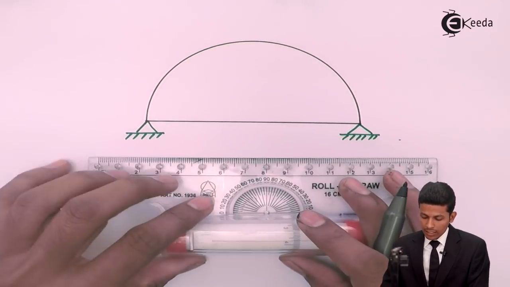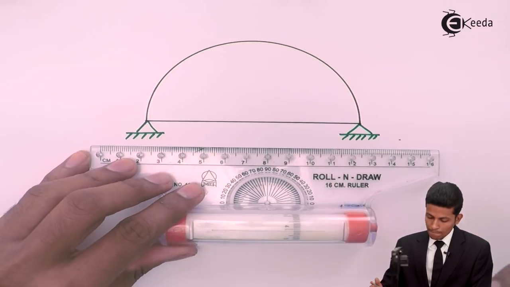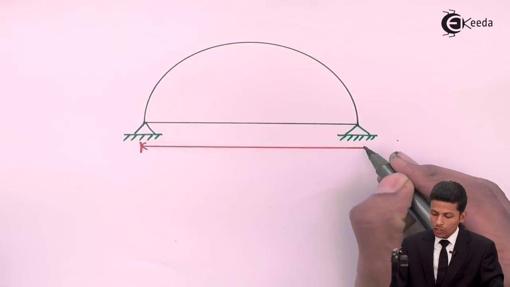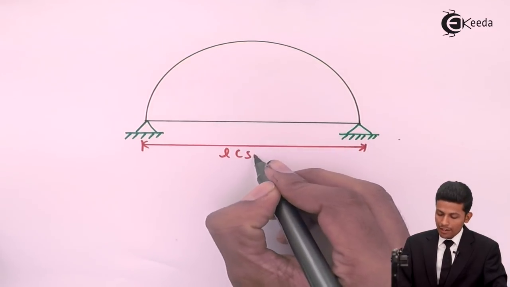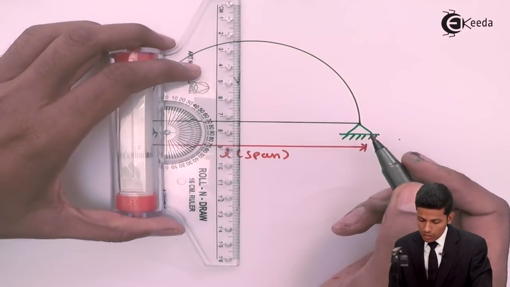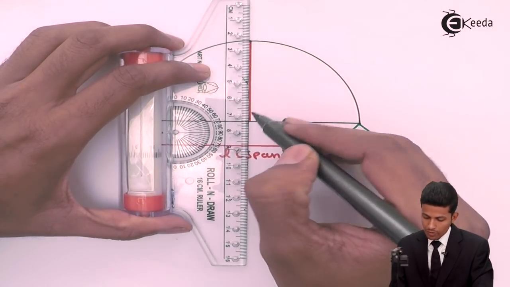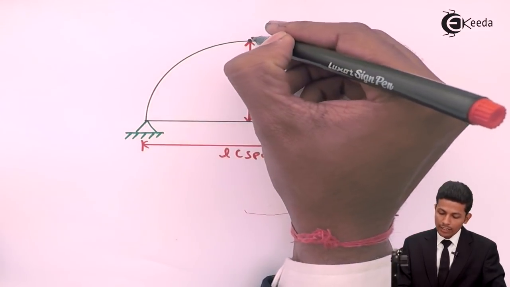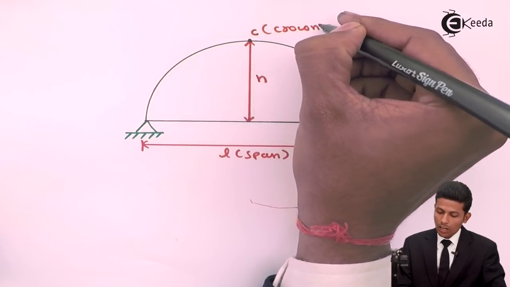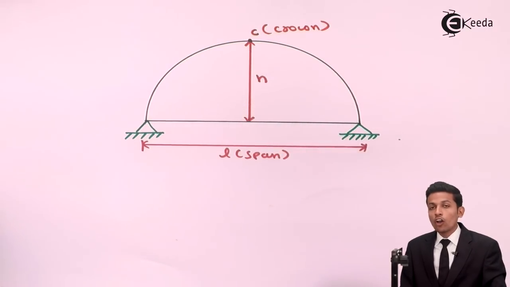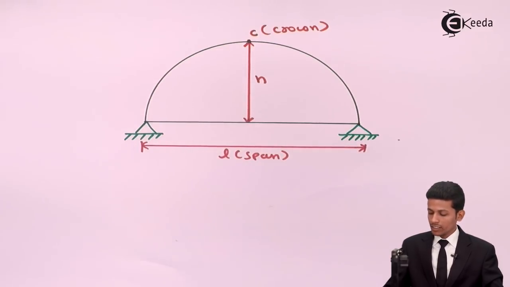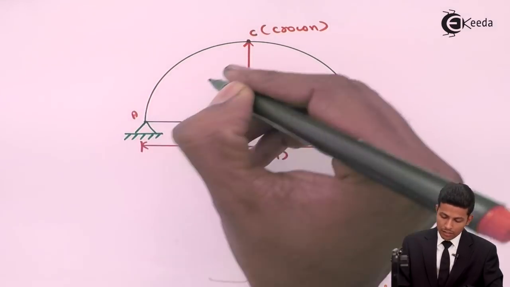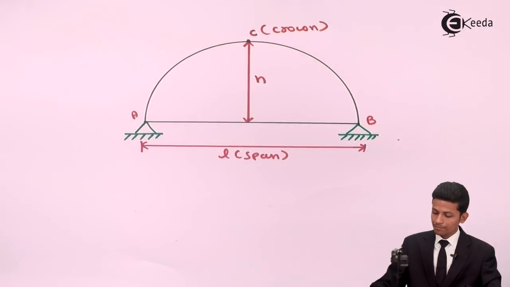Now this distance is your total L, means the span, and this is your rise. This is the rise, and this point C is the crown of the arch. Now as you all know, in this type we have two reactions. This is your A part, this is B part and this is your C part.